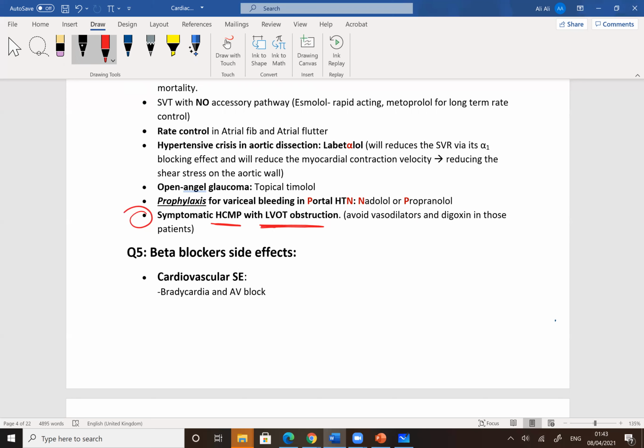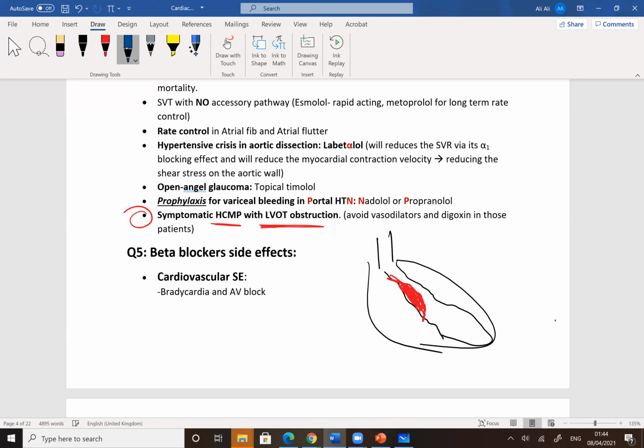Okay, in those patients one of the medications that we give and will improve the condition is the beta blockers. Why? Because beta blockers will reduce the heart rate and therefore will improve the diastolic filling in HOCM. Okay guys, what happens in HOCM? This is the heart. Let's suppose this is the septum. This is the ventricle. What happens in HOCM is that the septum is what is enlarged.